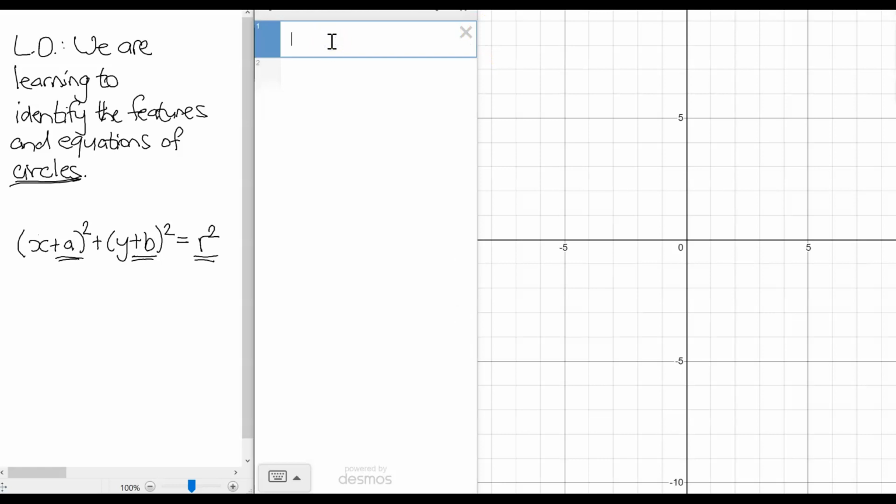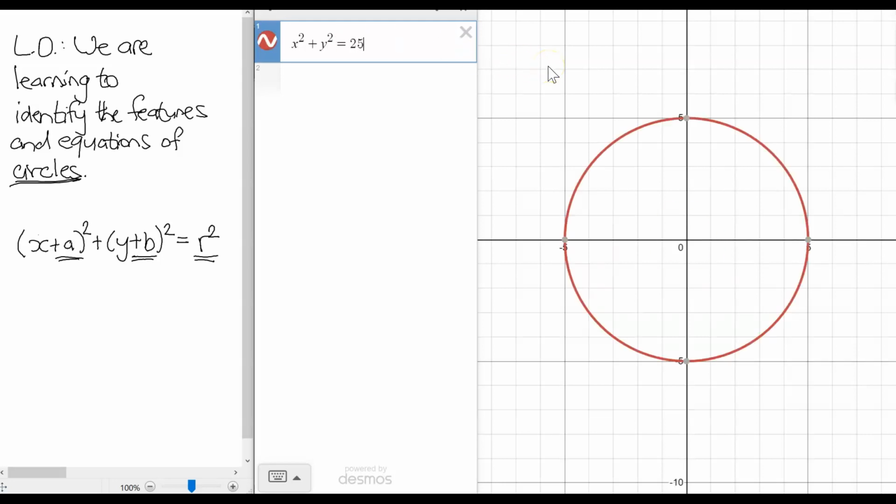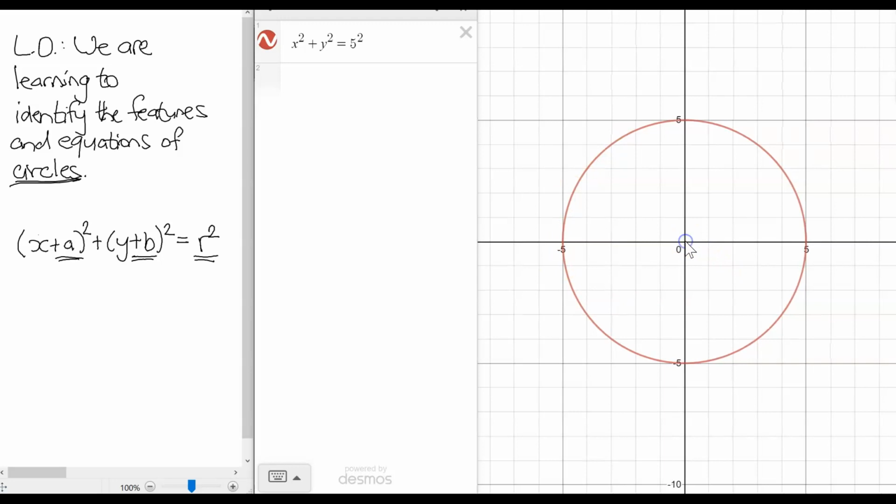So I'm going to enter in the most basic of circle equations. So we've got x squared plus y squared equals 25. Or let's actually change that 25 to the form r squared. That would be 5 squared. So they are the same thing. So what we've got is x squared, y squared, and 5 squared. That gives us a perfect circle centered around the origin, 0, 0, with a radius of 5 in each direction.